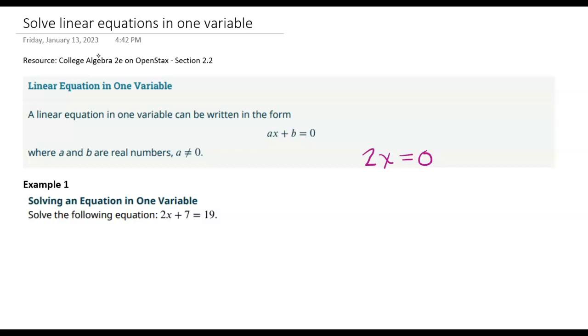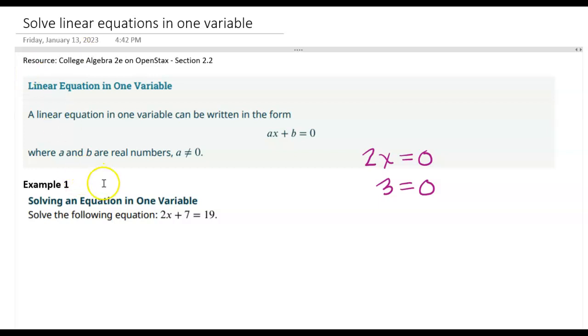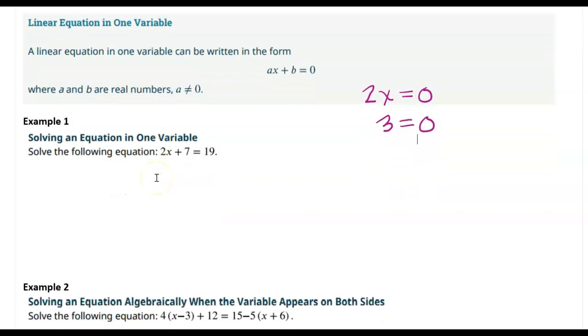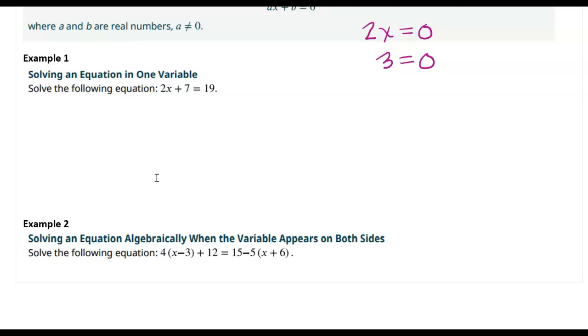However, you could not say that 3 equals 0 is a linear equation because there is no x anymore. So a cannot be 0, and a linear equation means that you can write it in that form. What we are concerned with is solving equations with that one variable, or solving for the values of x which make the equation true. We have two examples here that we are going to be looking at.